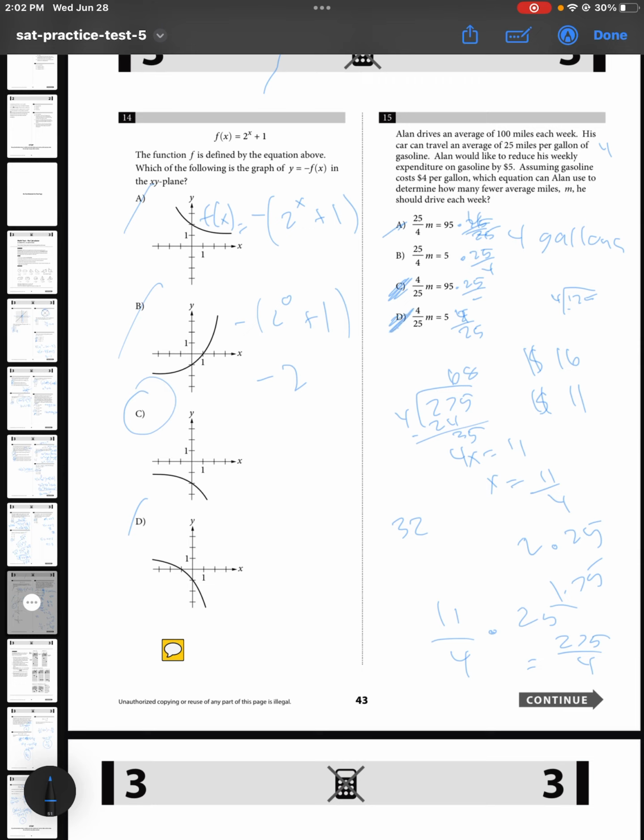You need to drive around 32 fewer. So 125 over 4. 125 over 4, 3. 95 times 4. 360 plus 20, 370 over 4. I think it's B. Okay, I think 25 over 4 is closer to 30.